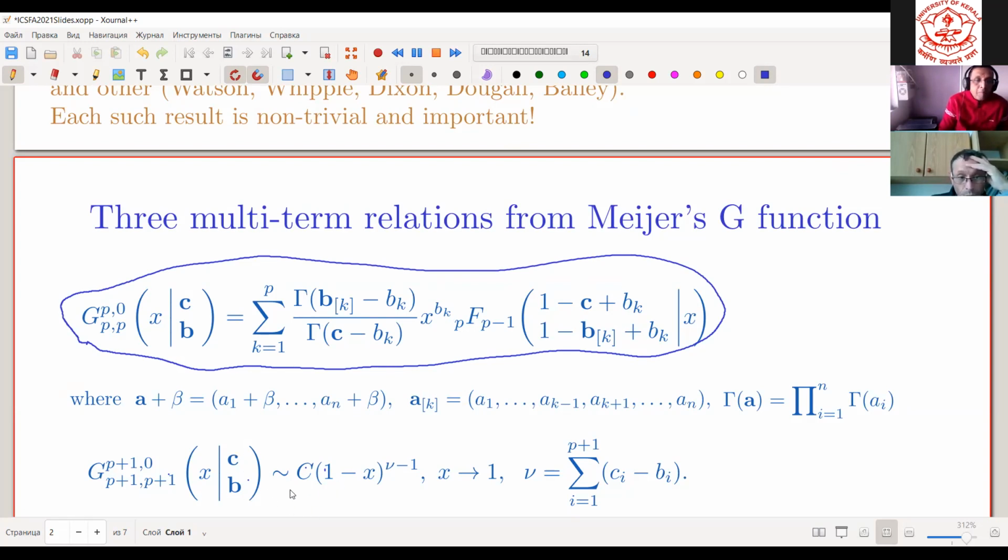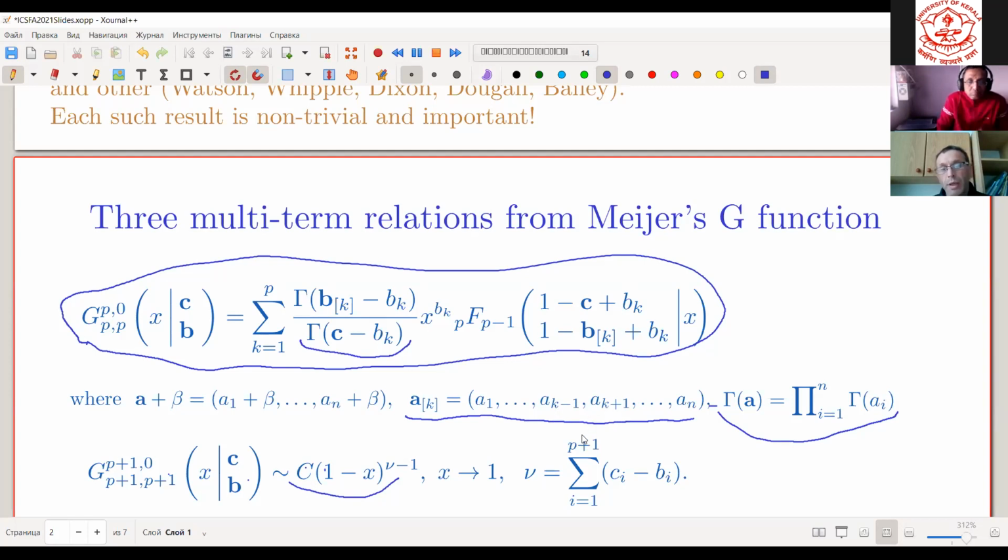Its asymptotic has this form as x goes to 1, where nu is the sum of parameters c, in this case the top parameters of the G function, minus the sum of the bottom parameters. This is well known, and this will immediately lead to a multi-term identity. Let me just mention that I will use this notation. If you see gamma of a vector, that means a product. This is very convenient. And if you see square brackets with an index, that means this index is omitted from the vector, like here. So there is no a_k here, going from k minus 1 immediately to k plus 1.